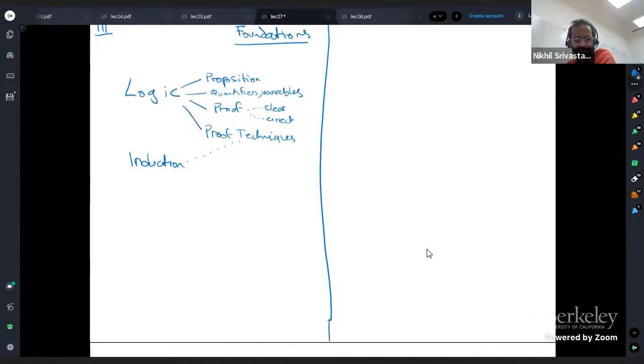And then the other foundational thing that we learned that will apply to the rest of your mathematical life is we learned about sets and functions. And these are the basic structures that we use to define mathematical objects.